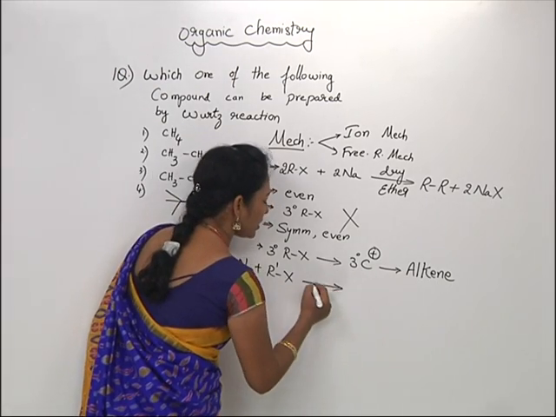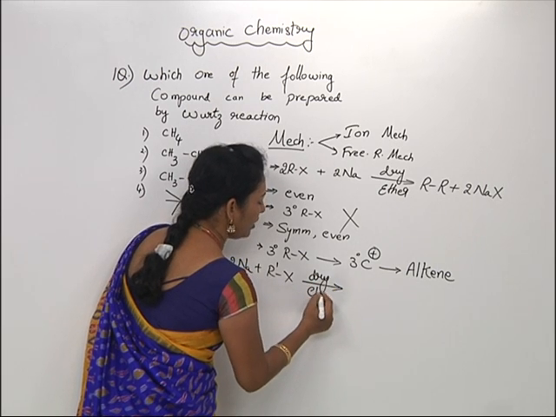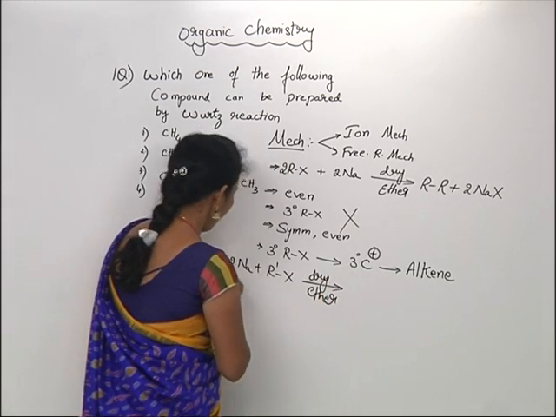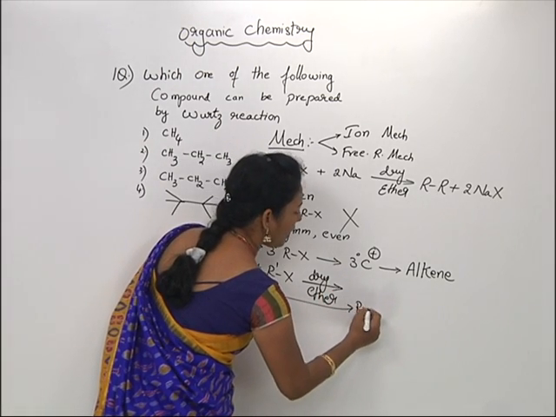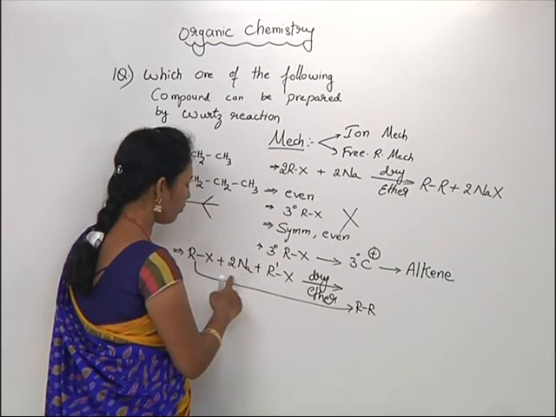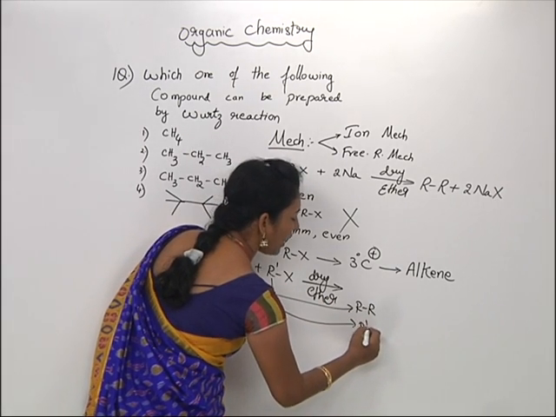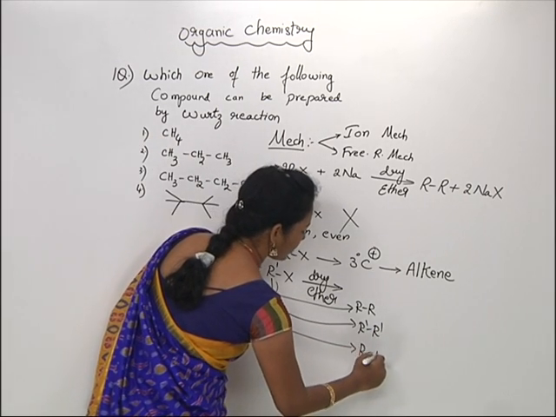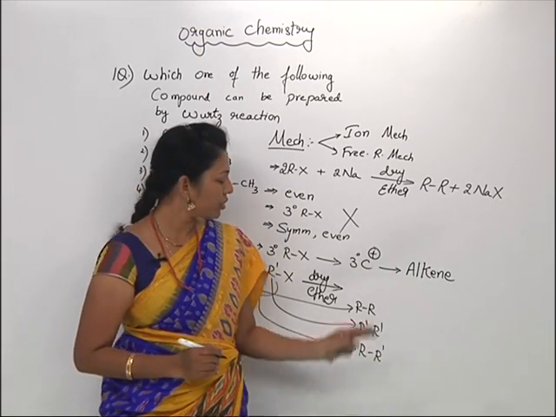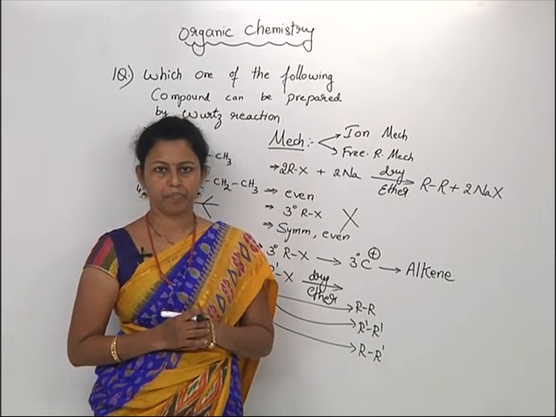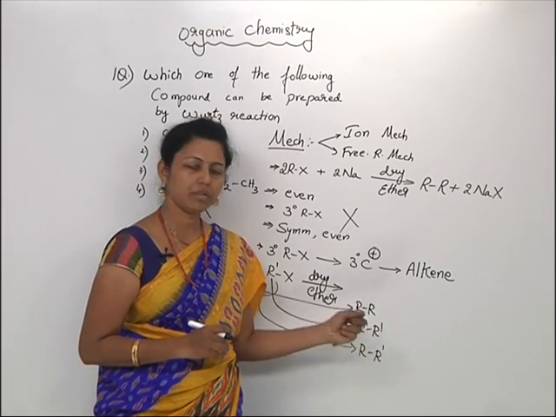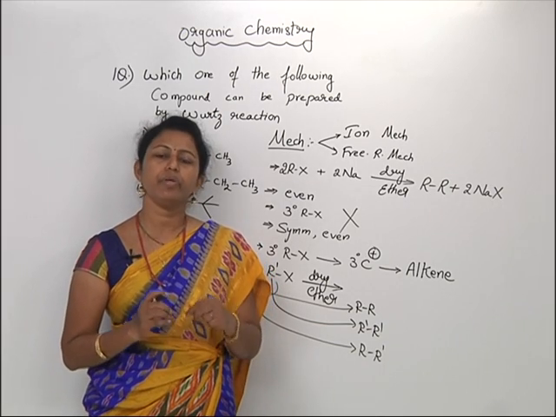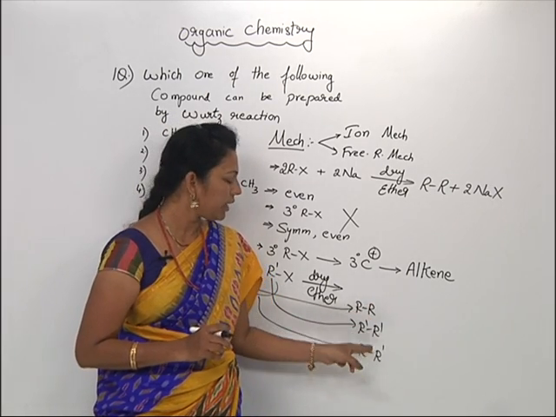In Wurtz reaction, when we are using the solvent, dry ether, higher alkanes are formed. This may undergo coupling to form R-R, or R'-R', or these two can combine to form R-R'. So we are getting a mixture of three different higher alkanes. We are not at all getting any one compound in pure form, and we very well know that alkanes cannot be separated.